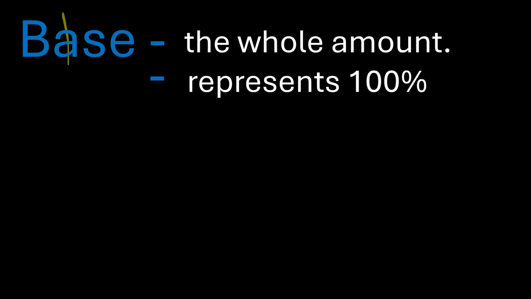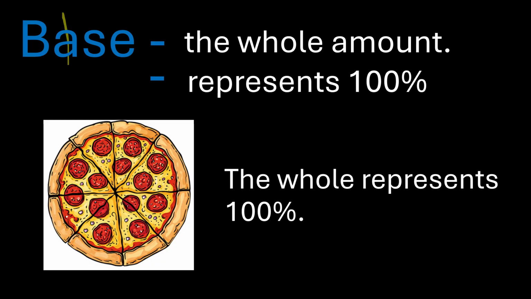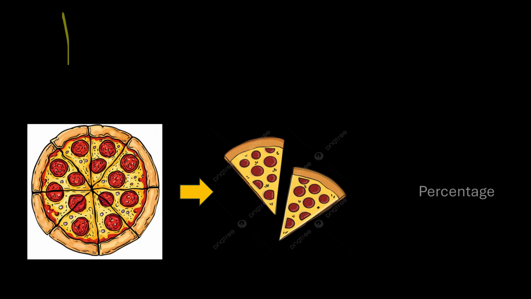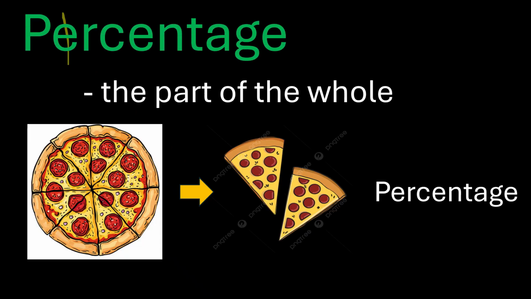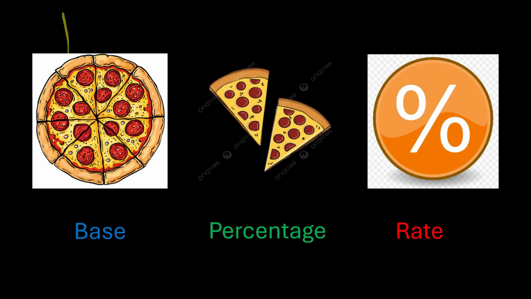The base is the whole amount, the total, the complete value. In percentage problems, the base always represents 100%. Think of a whole pizza. Before anyone takes a slice, the entire pizza is the base. The whole pizza represents 100%. The percentage is the part of the whole. Going back to our pizza example, if the pizza has 8 slices and you eat 2 slices, those 2 slices are the percentage. They are only a part of the whole pizza. So remember, base equals the whole, percentage equals the part. Rate equals the percent value.